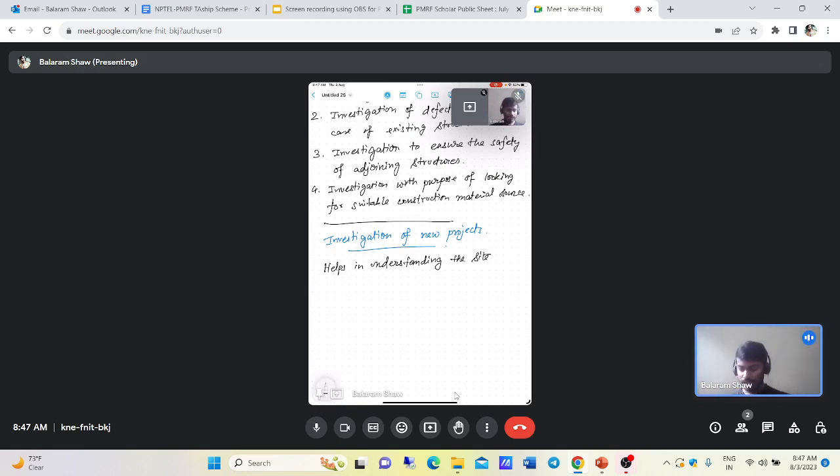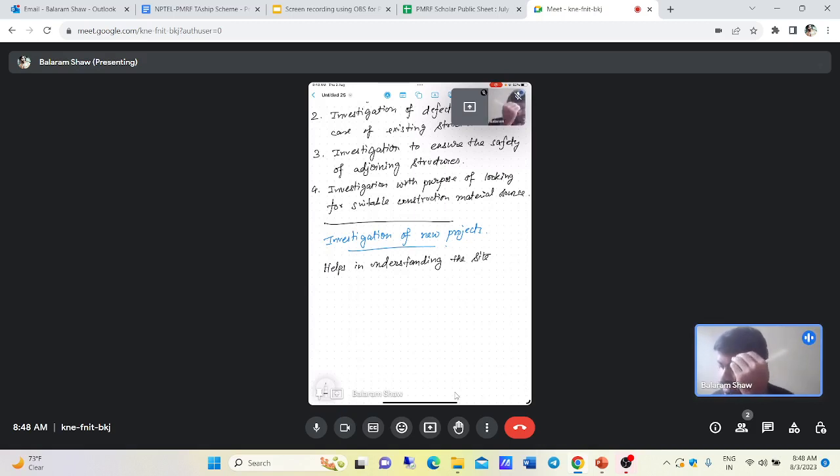Okay, let us see some examples. One example of investigation of new projects that we have seen was the investigation of the flow characteristics, for the earthen dams, right? So for earthen dams we have to have the flow characteristics. Let us say whether there are any water level fluctuations in the area. If there are water level fluctuations, then it will affect the earthen dams, right? So for that we have to have the investigation.